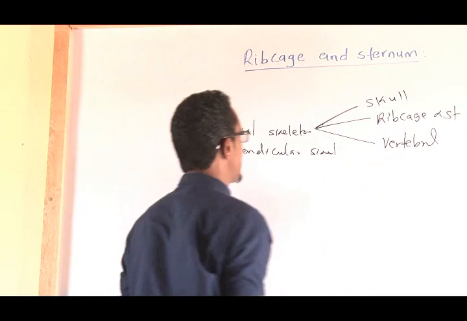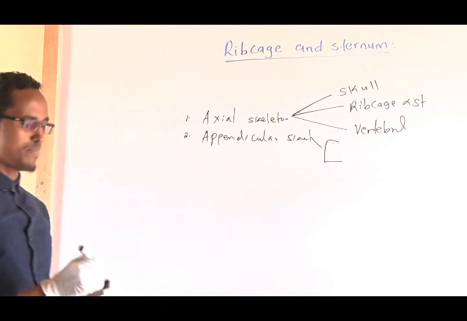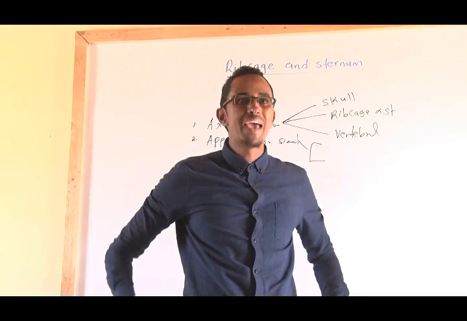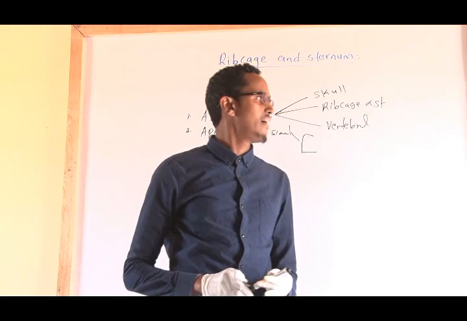Again, when I'm talking about the appendicular skeleton, I'm talking about the pectoral girdle and the forelimb, the pelvic girdle, and then the hind limb. Basically, that is what the parts of the skeleton are.